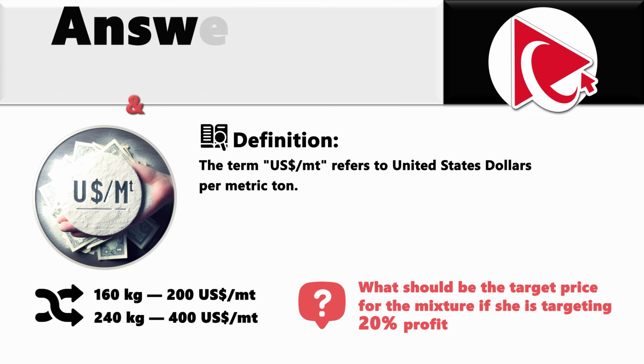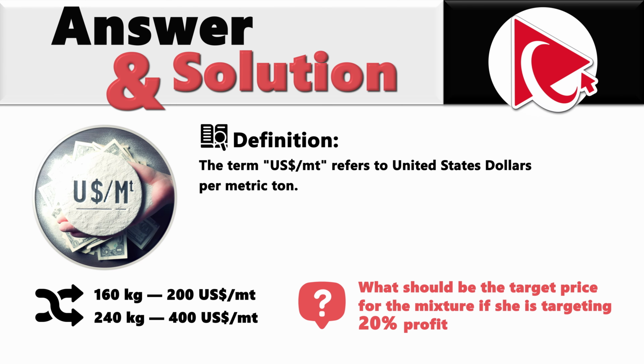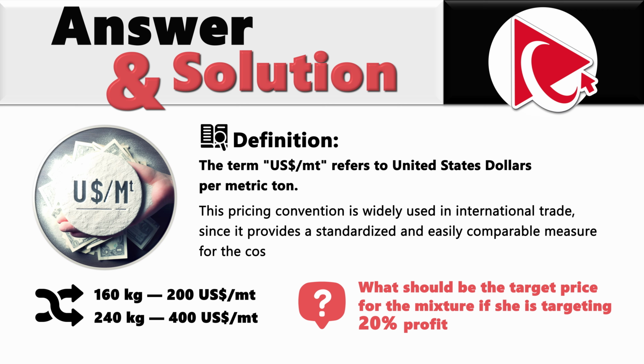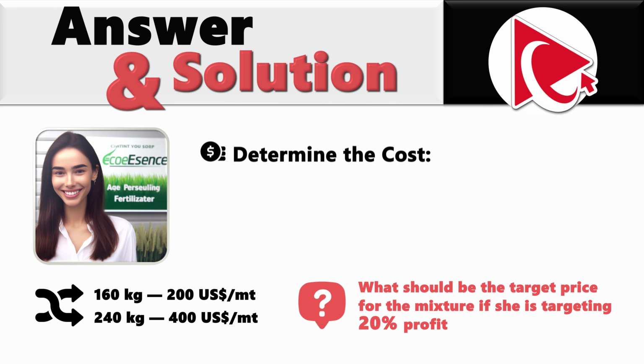Let's start by looking at the term US dollar per MT, which refers to United States dollar per metric ton. This is the pricing convention, which is widely used in international trade, since it provides a standardized and easily comparable measure for the cost of fertilizer on a weight basis. Once we understand what we're dealing with here, our first step would be to determine the cost.